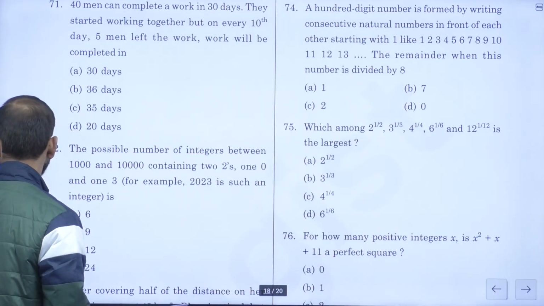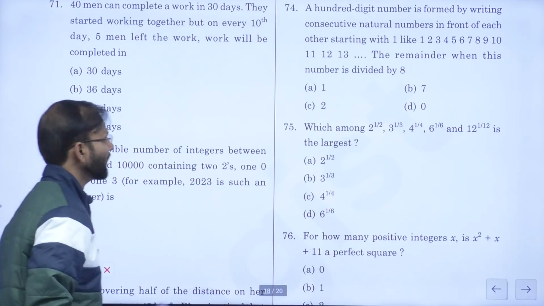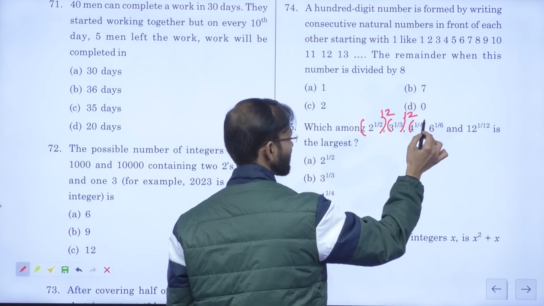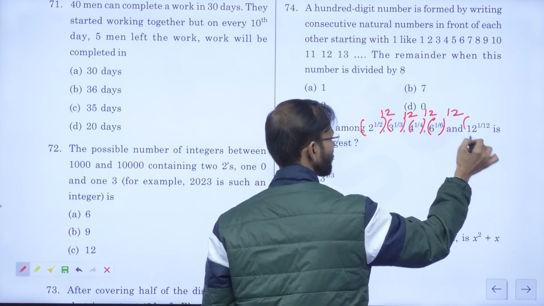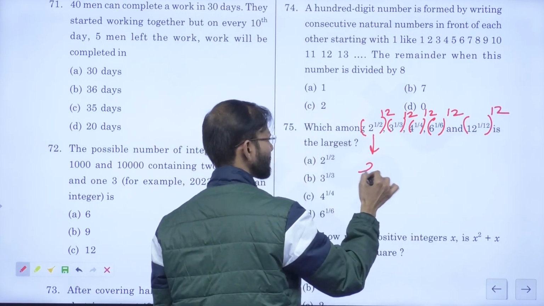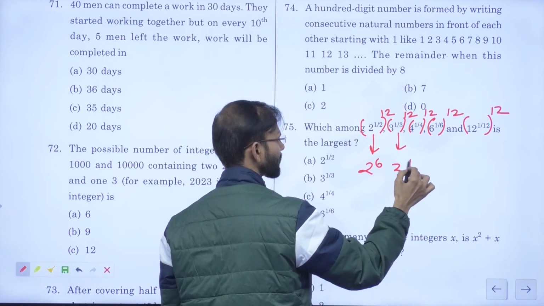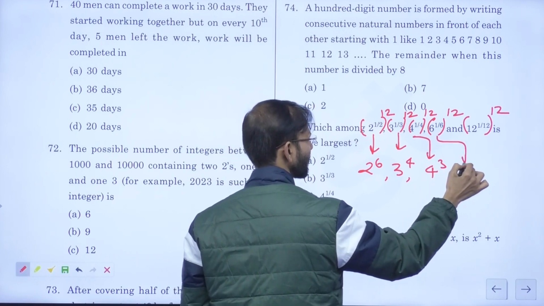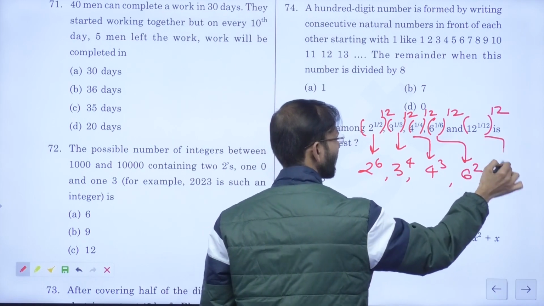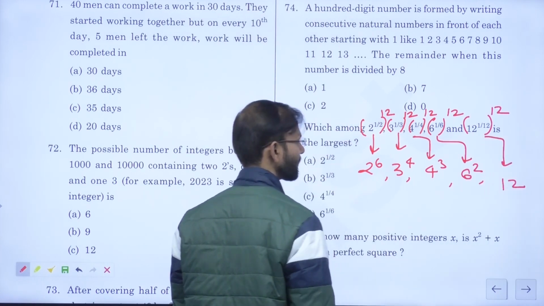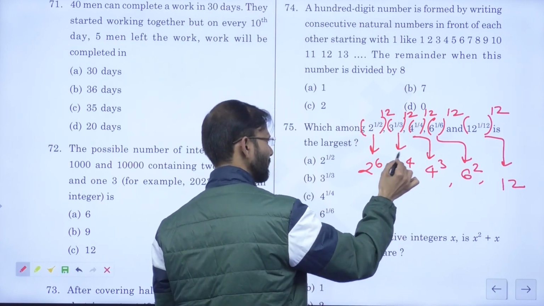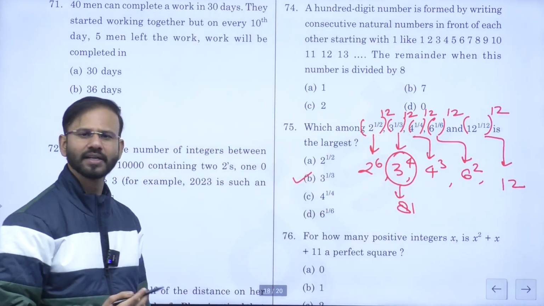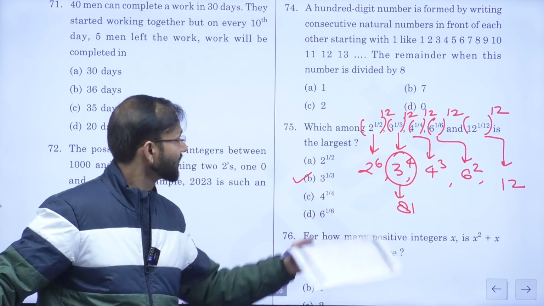Guys, 75. Everyone, 75 is again a simple question. Here, which among these is the largest? So take all to the power 12 because 12 is the LCM of the denominators of these numbers. So this will become 2 raised to the power 6. This will become 3 to the power 4. This will become 4 to the power 3. This will become 6 square. And this will become 12. Okay, everybody? So which is the greatest value? This is 81. 81 is the greatest value. So 3 raised to the power 1 by 3 is the greatest value, correct? So guys, this is the process of solving these type of questions.